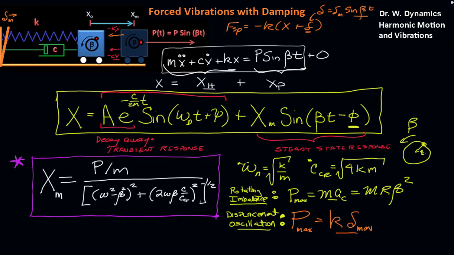And that value can then be placed into here, that either P will work. If we have a rotating imbalance, we'll use this to calculate P max. If we have a displacement excitation, we'll use this term to calculate P. And then we're back here trying to solve for the maximum amplitude of the system. Let's take a look at a problem that involves these terms.